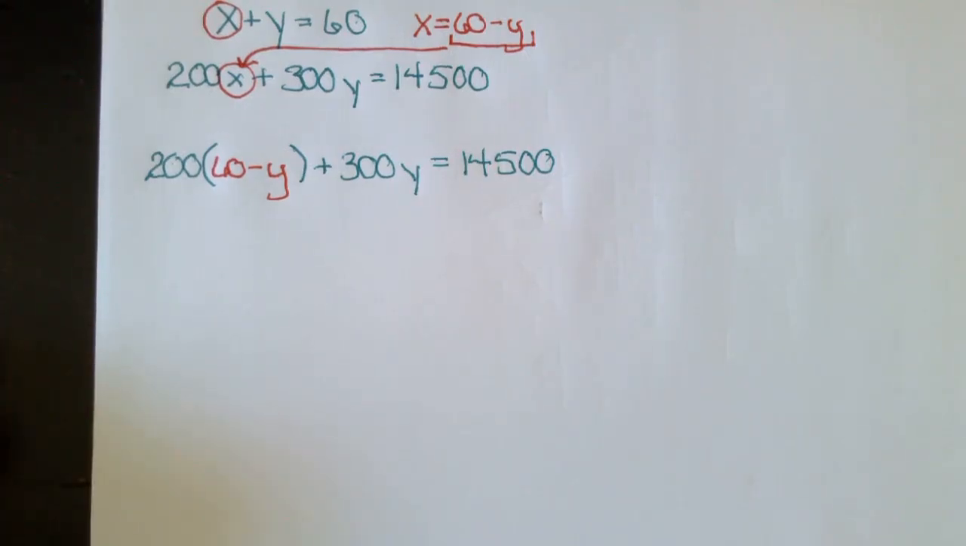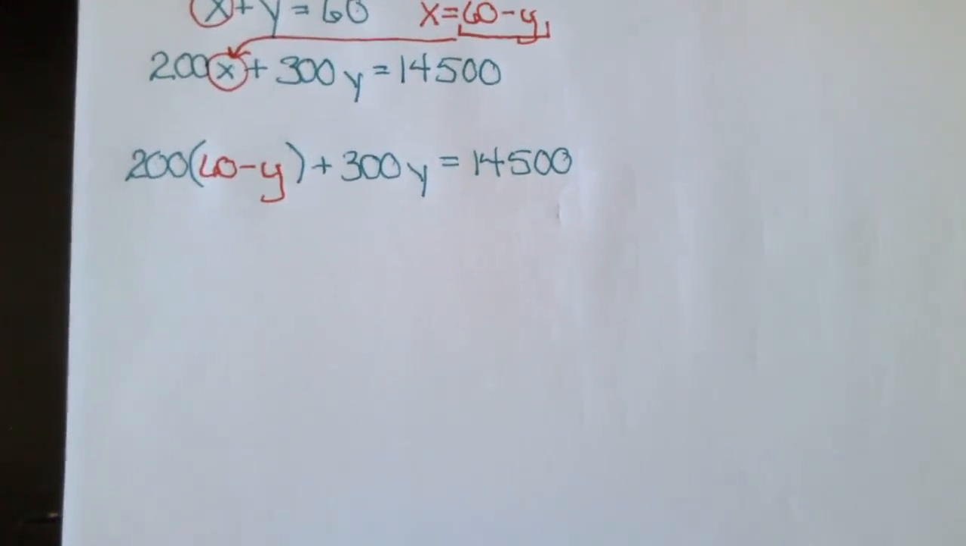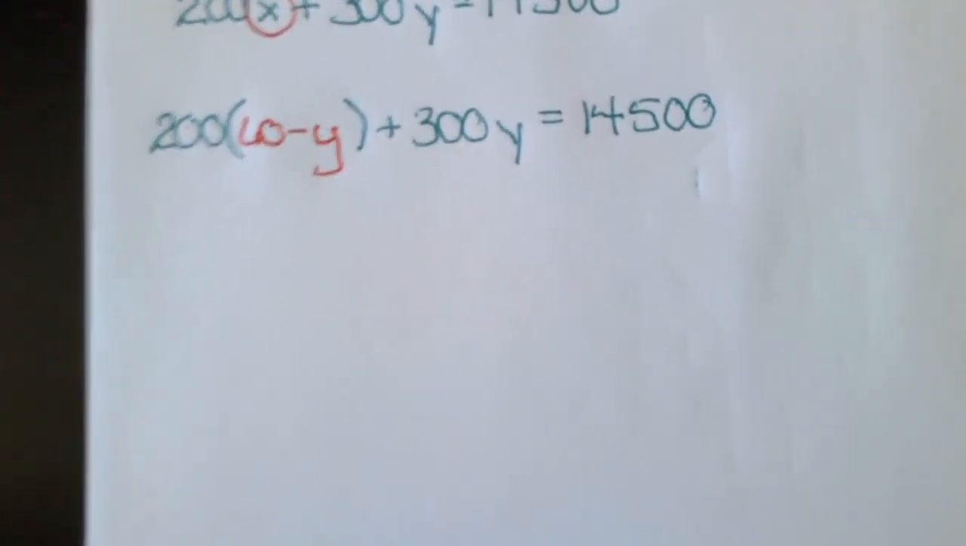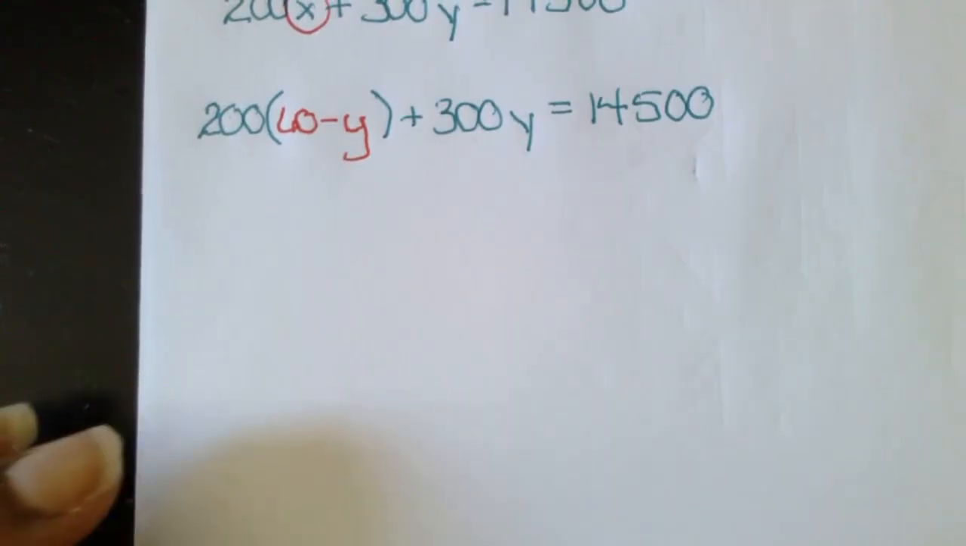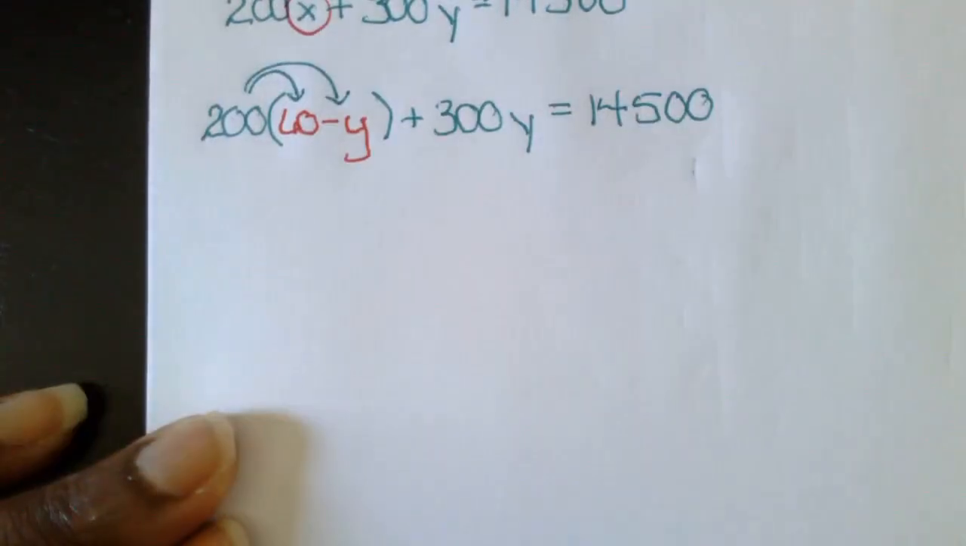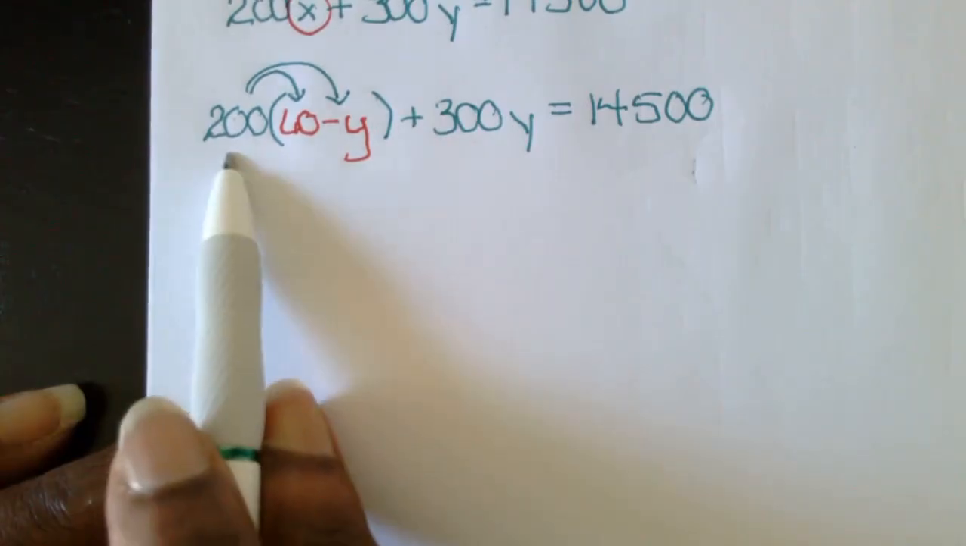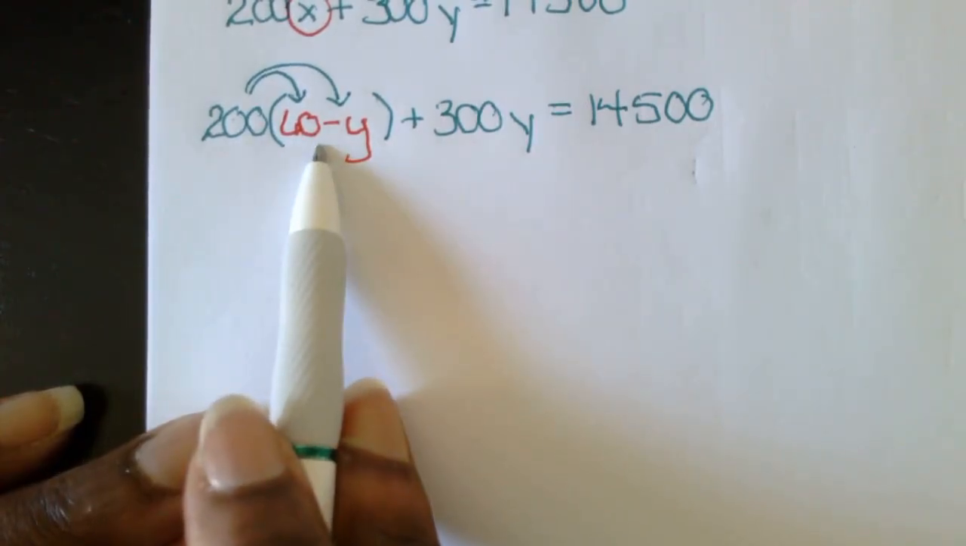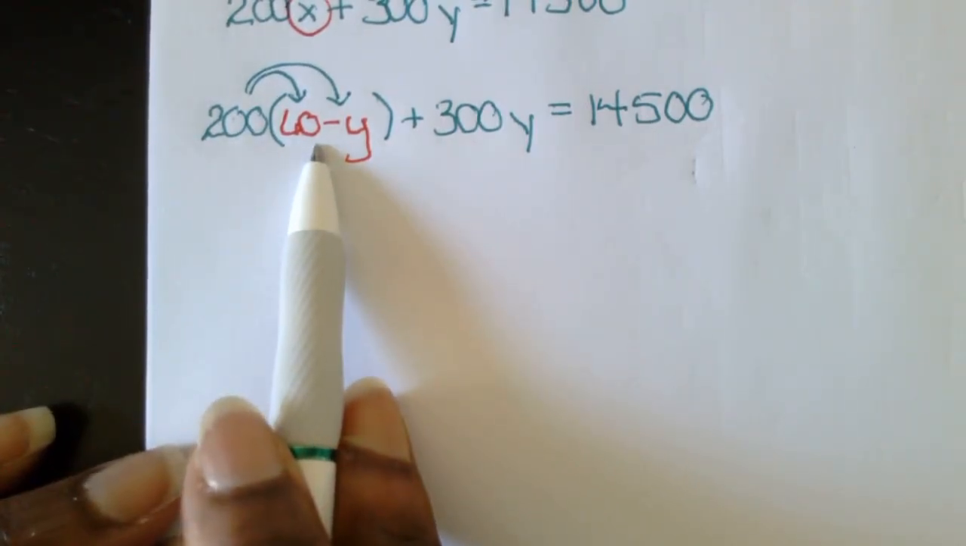So now, when we do our substitution, we're going to do our distributive property. So 200 times 60. 200 times 60 will give me what?